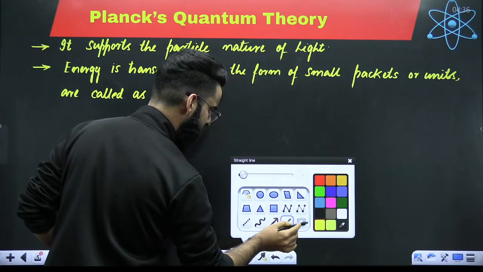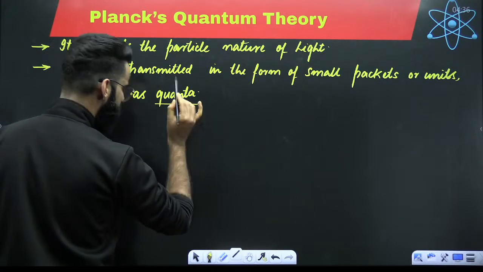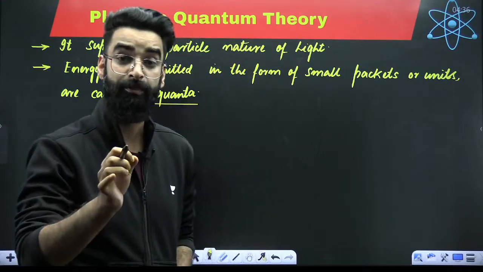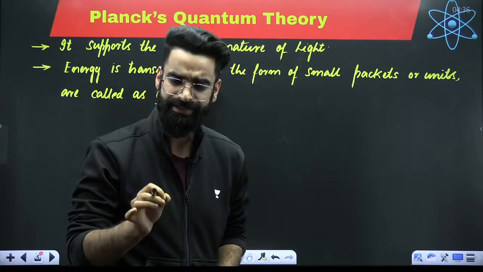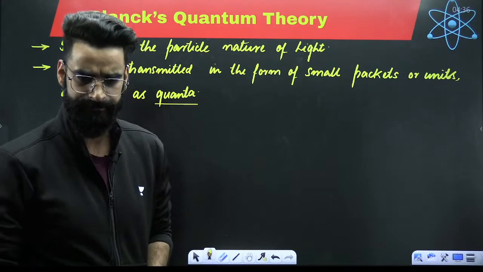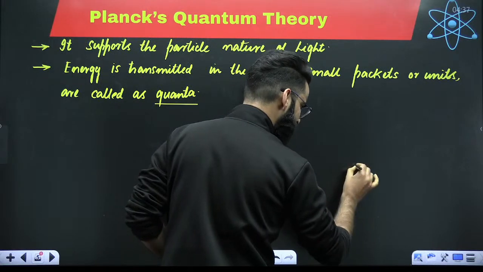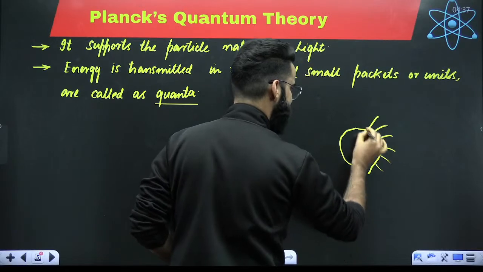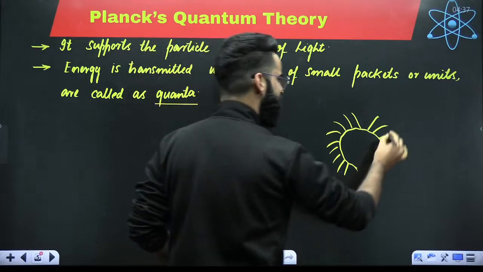What does it exactly mean? Try to understand. As per Planck's quantum theory, energy is transmitted in the form of small packets, or small units, and you call those small units quanta. Now, what does it exactly mean? My dear students, for example, let's say this is some source of energy. The source is continuously emitting energy in the form of radiation.